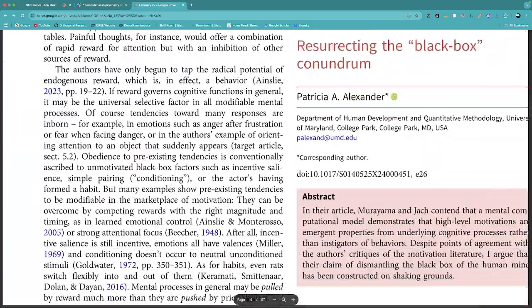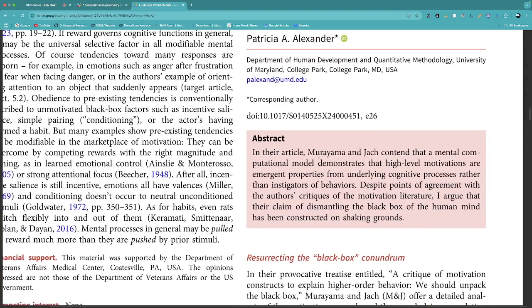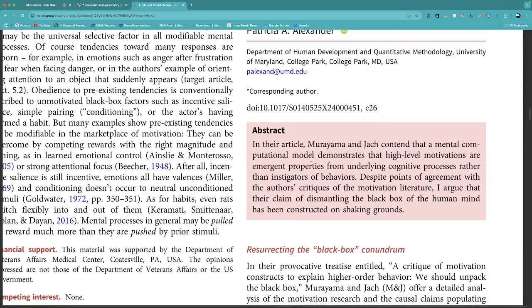So this is one. Another one is Resurrecting the Black Box Conundrum. The abstract here is: in this article, Murayama and Jach contend that a mental computational model demonstrates that high-level motivations are emergent properties from underlying cognitive processes rather than instigators of behaviors. Despite points of agreement with the authors' critiques of the motivation literature, I argue that their claim of dismantling the black box of the human mind has been constructed on shaky grounds.